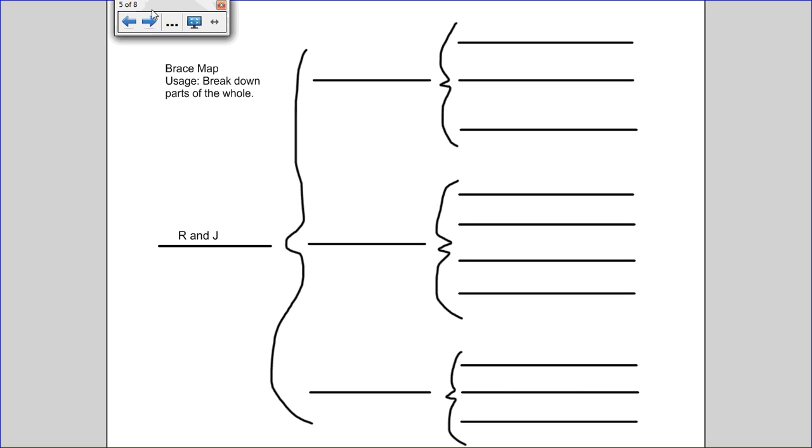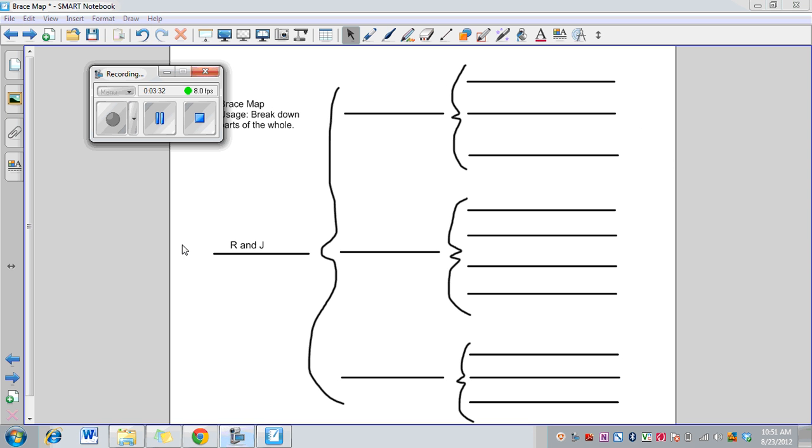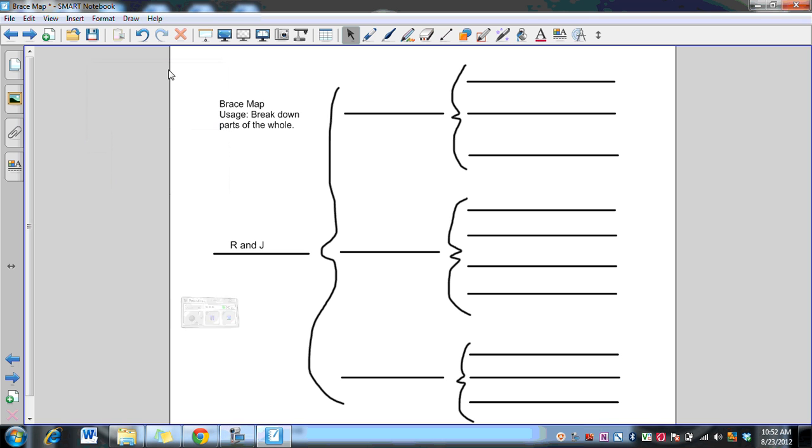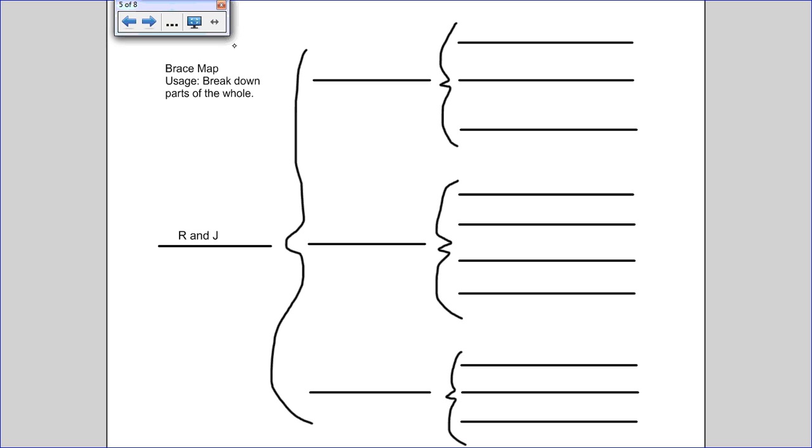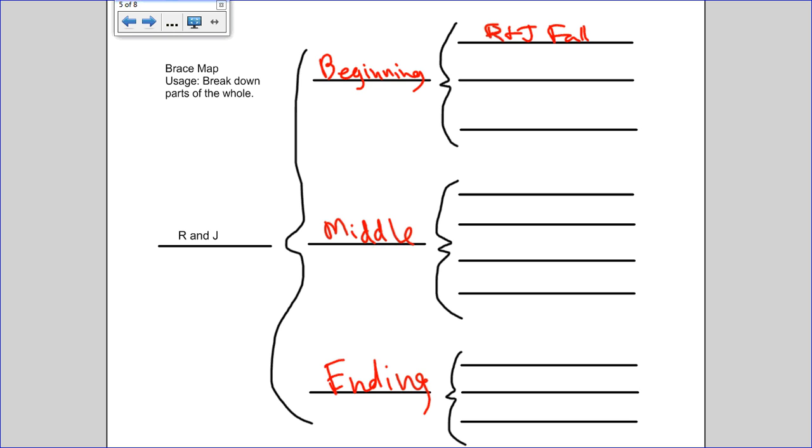All right, so let's take a look at Romeo and Juliet, for instance. And we're back. So if we're looking at Romeo and Juliet, for instance, okay, anytime you have a story, it has a beginning, a middle, and an ending. All right, so we have the beginning, the middle, and the ending. In the beginning of Romeo and Juliet, Romeo and Juliet fall in love.